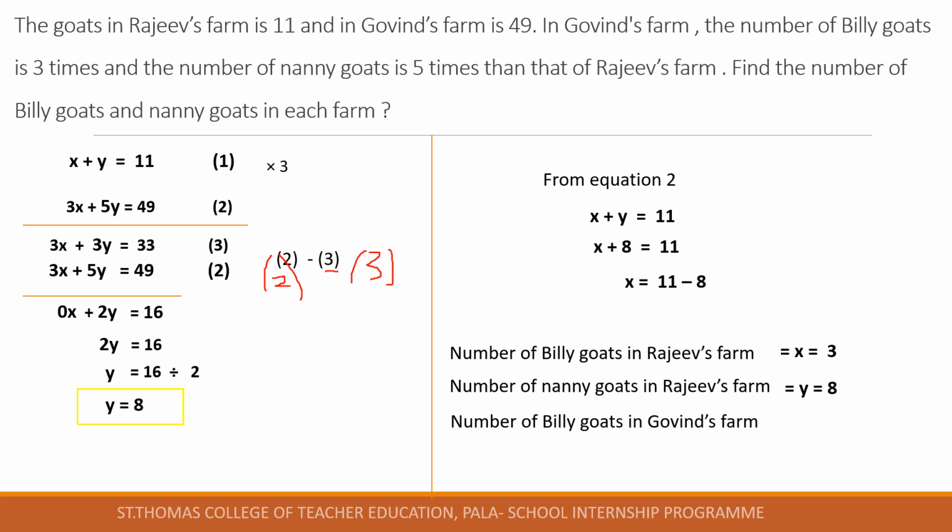What is the number of billy goats in Govind's farm? Do you remember the relation? It's 3x. That is 3 into 3, that is 9. Very good. What about the number of nanny goats in Govind's farm? It's 5y. That is 5 into 8, that is 40. So you got the number of each category of goats in both farms.